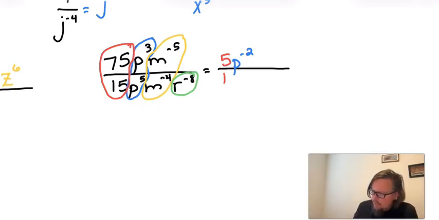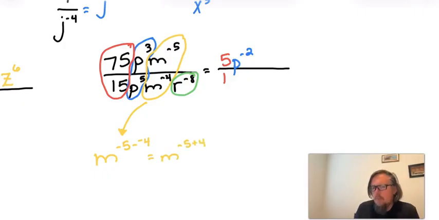Let's look at the m's. So we've got -5 on the top and -4 on the bottom, and our rule says we subtract the exponents. So it'd be -5 minus -4. This is the same thing as -5 plus 4, which is -1. So when I subtract these exponents, it's like I'm adding 4 instead of subtracting 4. I would end up with m to the -1st. And then my r is going to have to come up into the numerator where it becomes positive.